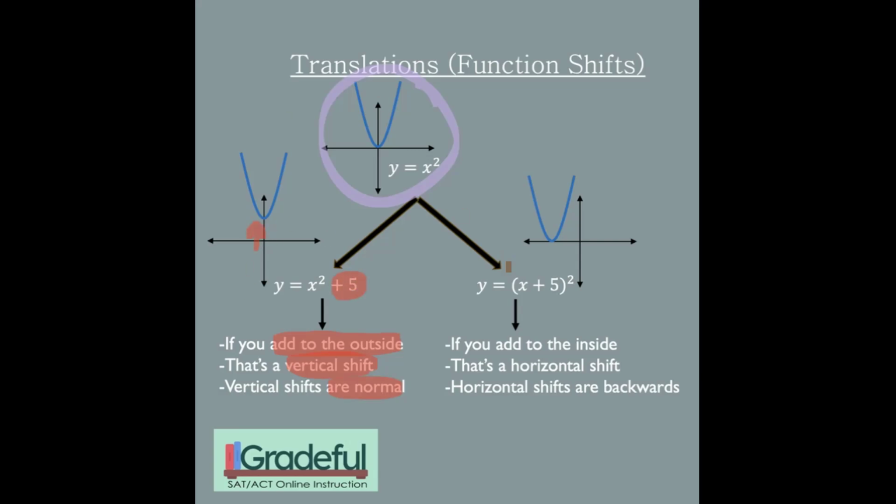If, on the other hand, you add to the inside of it, by the inside, I mean replacing x with x plus 5, that would be a horizontal shift, and those are backwards. Normally, positive is to the right and negative is to the left. So here, positive would be to the left. So this would be left 5. In f of x language, this would be f of x, and this would be f of x plus 5.